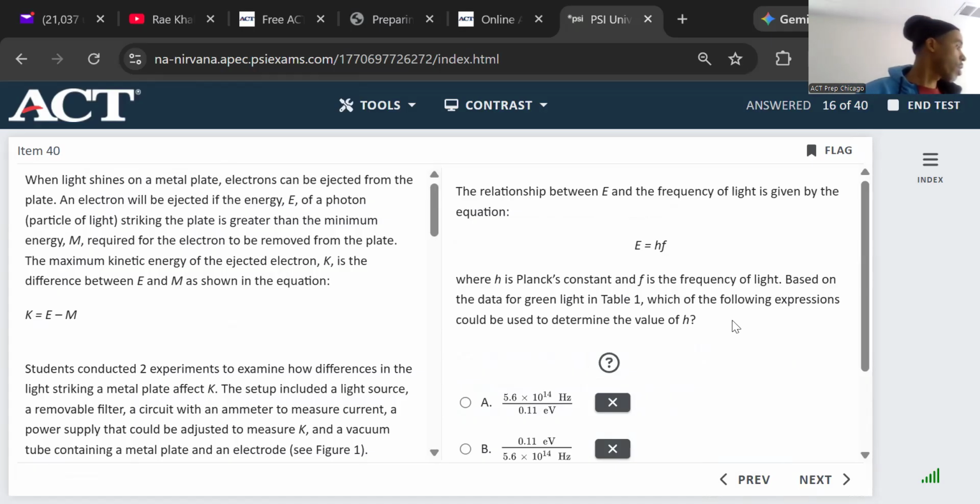Boy, they saved the hard one for the end. This is not easy. Where H is Planck's constant and F is the frequency of light. Based on the data for the green light in table 1, which of the following expressions could be used to determine the value of H? So the relation between E and the frequency of light is given by the equation E equals HF, where H is Planck's constant and F is the frequency of light. Based on the data for green light in table 1, which of the following expressions could be used to determine the value of H?